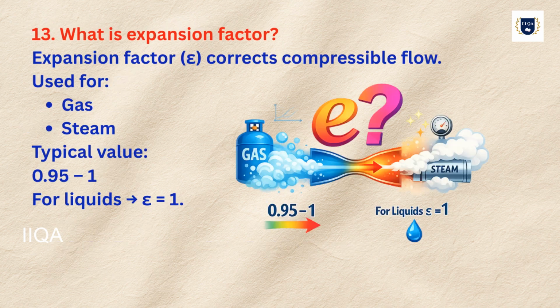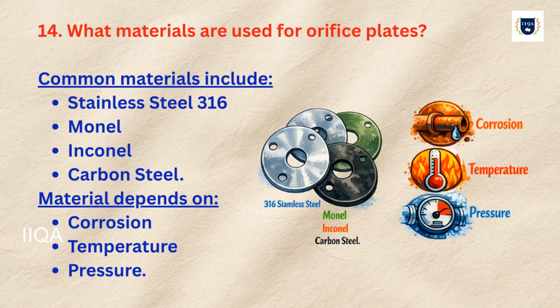What is expansion factor? Expansion factor, epsilon, corrects compressible flow. Used for gas, steam, typical value, 0.95 to 1. For liquids, epsilon equals 1.